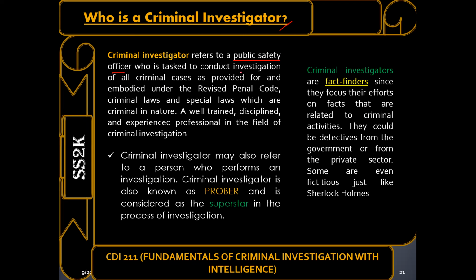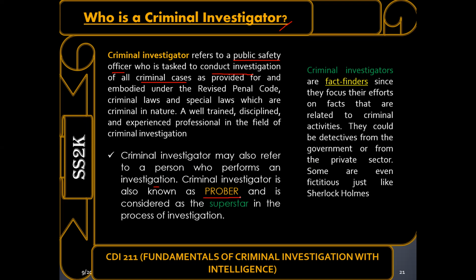who is tasked to conduct investigation in all criminal cases as provided for and embodied in the revised penal code, the criminal laws and special laws which are criminal in nature, a well-trained, disciplined, and experienced professional in the field of criminal investigation. So isang taong nag-iimbestiga tungkol sa krimen, tawag natin ay criminal investigator. Okay? Then criminal investigator may also refer to a person who performs an investigation. Criminal investigator is also known as prober.